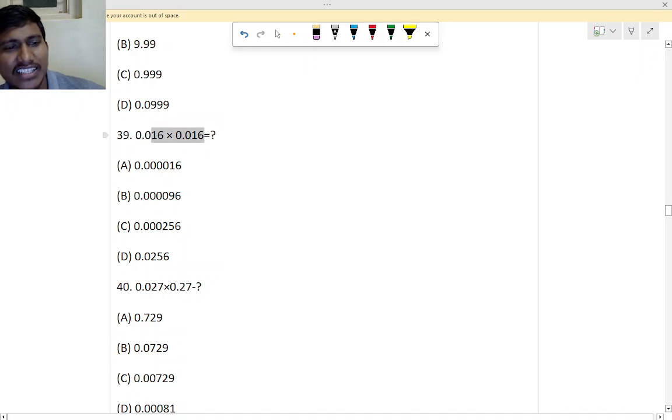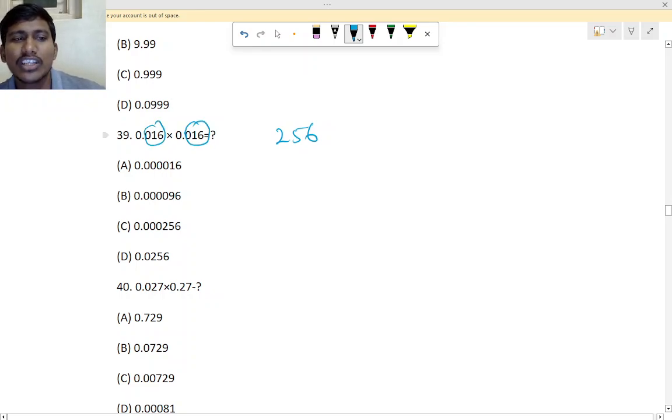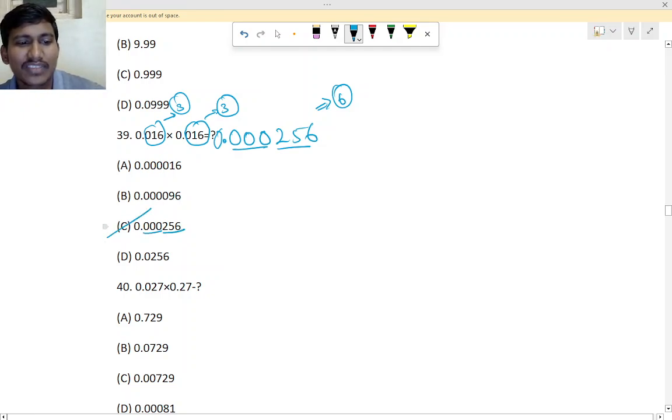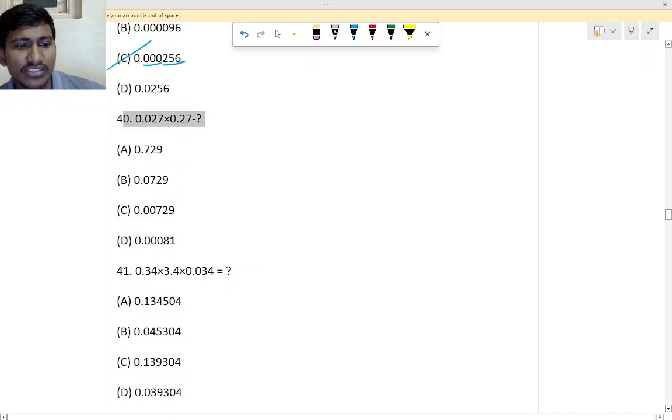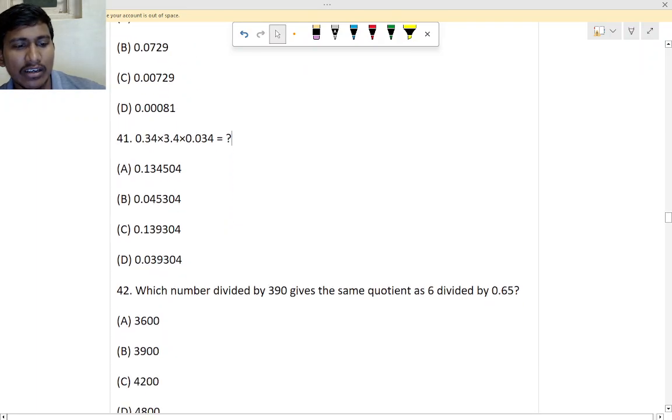Okay, 16 sixes are 256. Answer 256 if you take. Here 3 decimal places, here 3 decimal places. Total how many? Six, sir. Total 6 we have to give here. Okay? So if you give 6, what will be the answer? Option C. Yes, these three, 6 total. So option will be option C. Understand? Okay, good. So here also you do it. 40 question, 41. Okay?